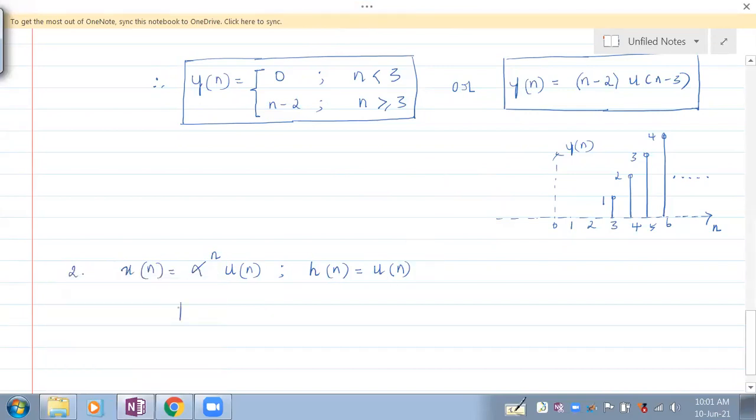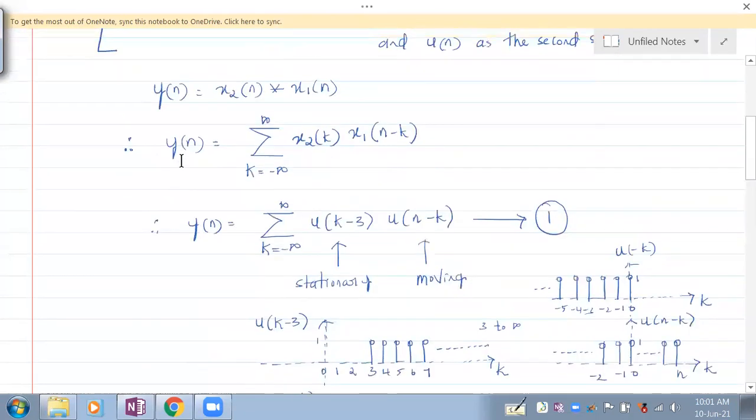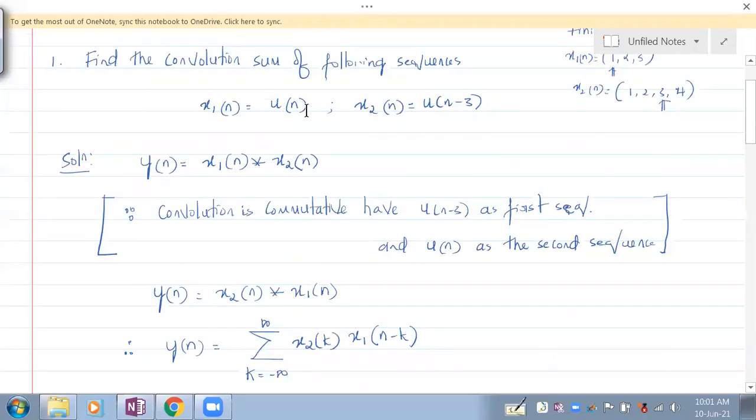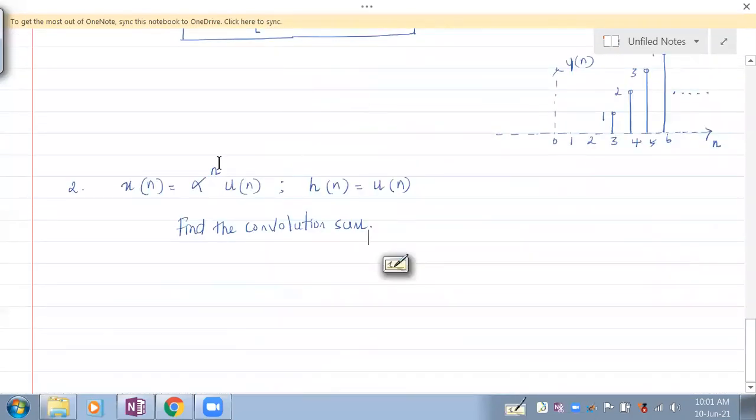You have to find the convolution sum of this. See, the signals can be given anyways. Earlier in the first problem, it was given as x1 of n and x2 of n, right? So here they are giving it as, sorry, x of n and h of n.